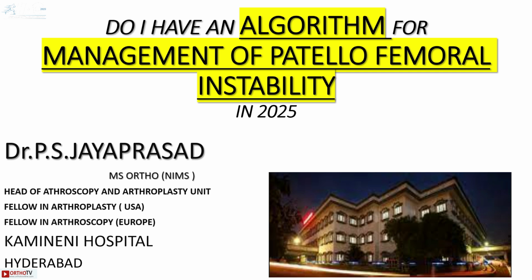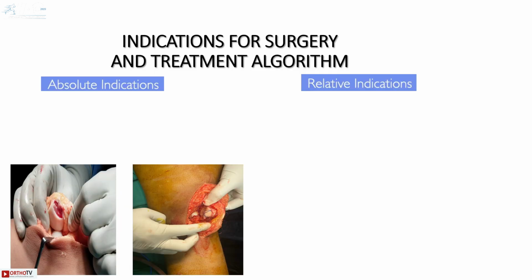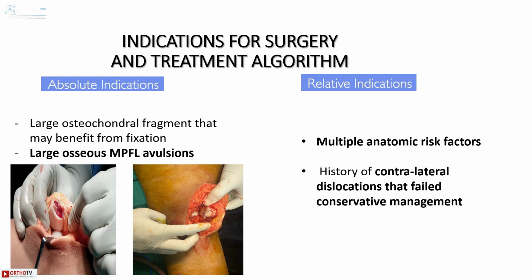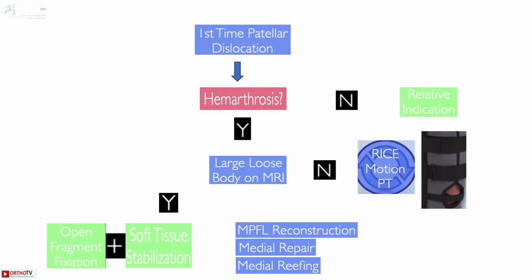Algorithm for managing patellofemoral instability. Coming to the indications, in acute cases, the absolute indications are a large osteochondral fragment or large osseous MPFL avulsions. Relative indications are multiple anatomic risk factors and a history of contralateral dislocations that failed conservative management. These are the relative indications.